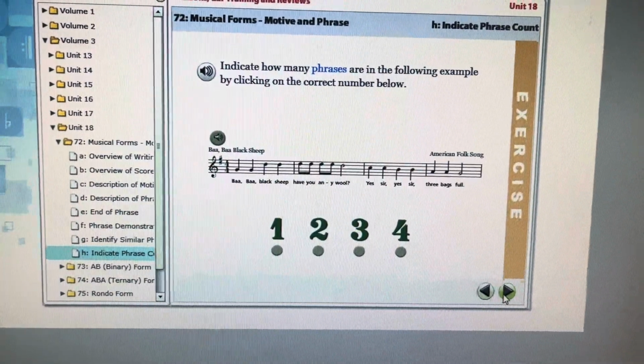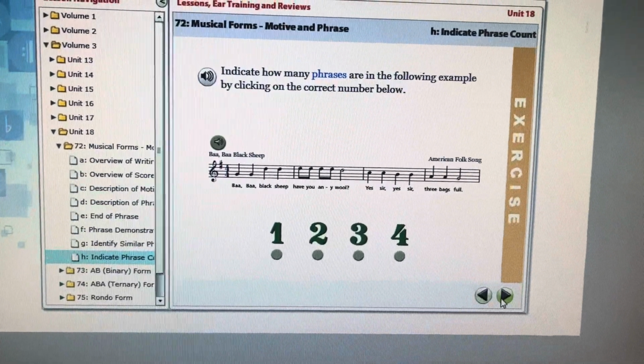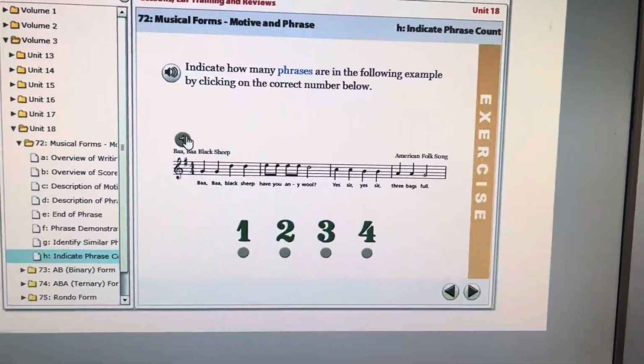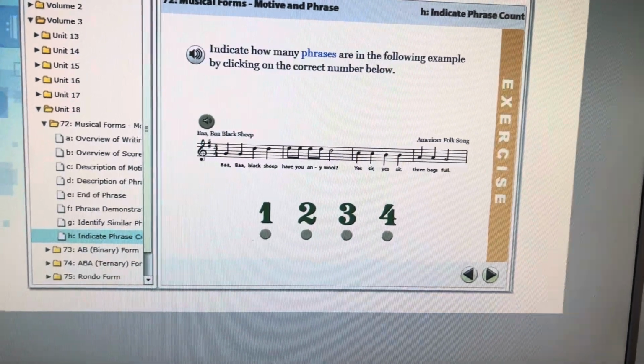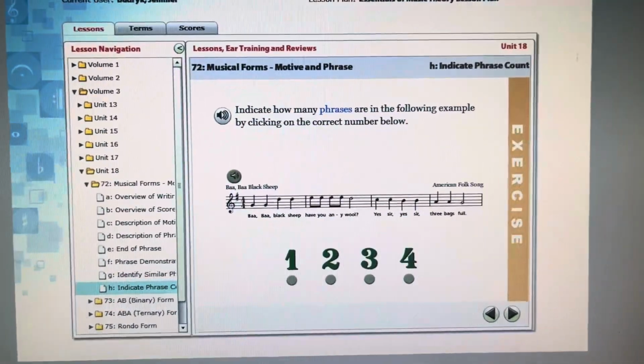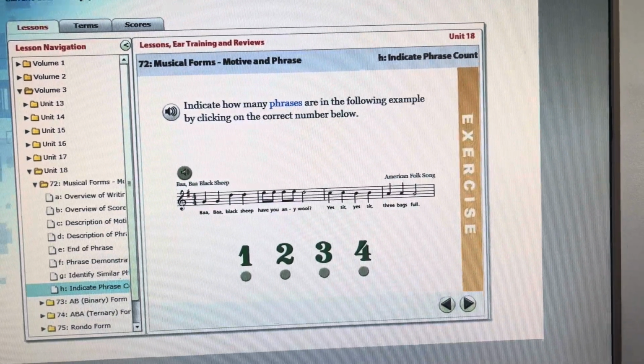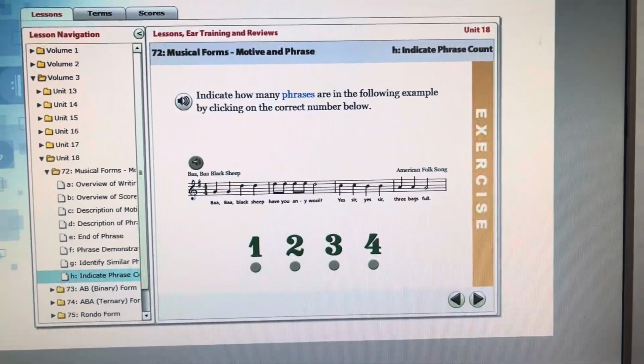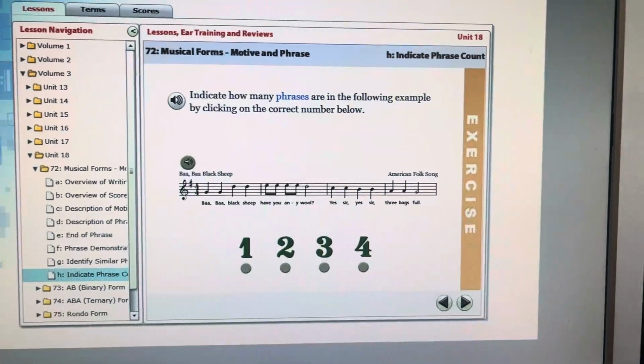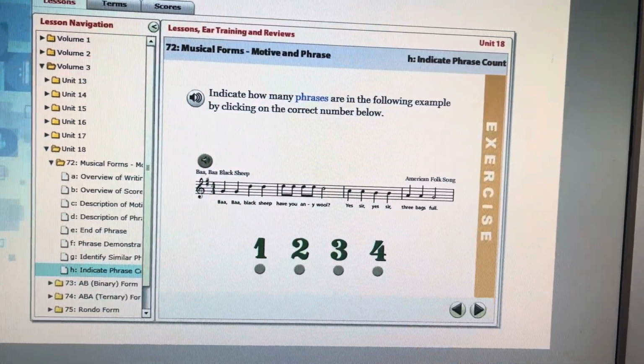Circle the number of phrases in the following example. Let's listen. Oh, the black sheep, have you any wool? Yes, sir, 3 bags full. Yeah. So, how many phrases do we have?